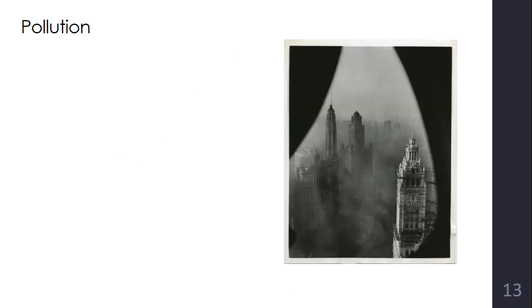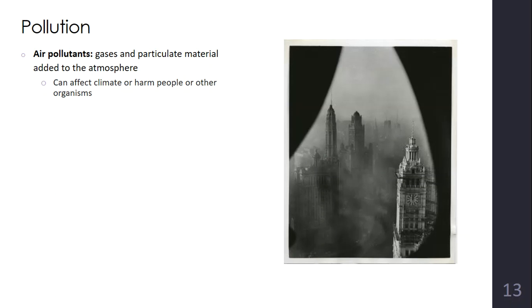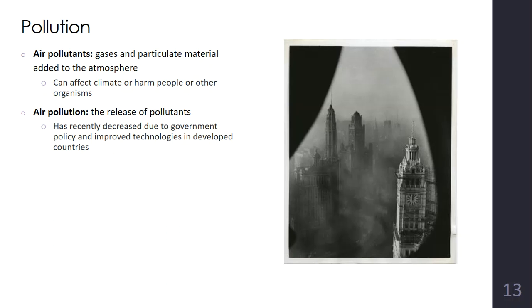So again, when talking about pollution, air pollutants are gases and particulate material that are added to the atmosphere. Those are the pollutants, the things that we are adding to the atmosphere. They can affect climate or harm people or other organisms. Pollution is the release of those pollutants. And this has recently decreased due to government policy and improved technologies in developed countries. Air pollution in the US used to be quite bad. But thanks to the Clean Air Act and the EPA, our air quality is dramatically better than it used to be. Developing countries and urban areas still have significant problems with air pollution, especially urban areas in developing countries.